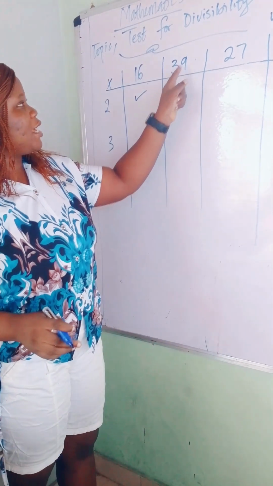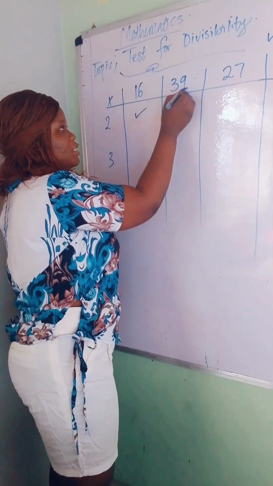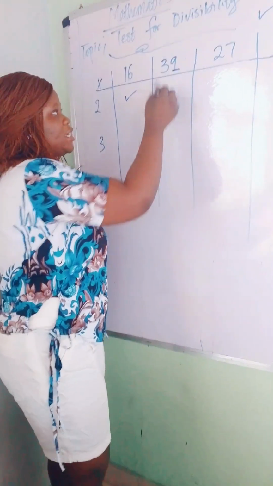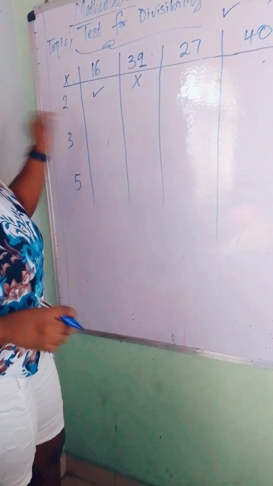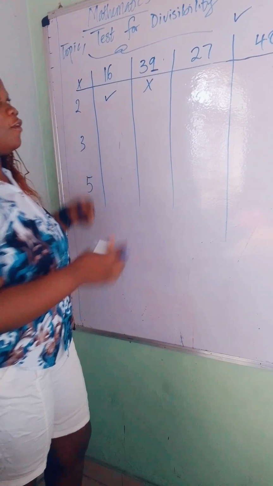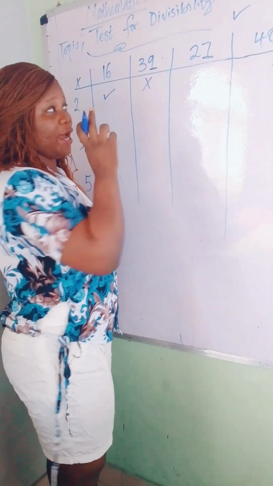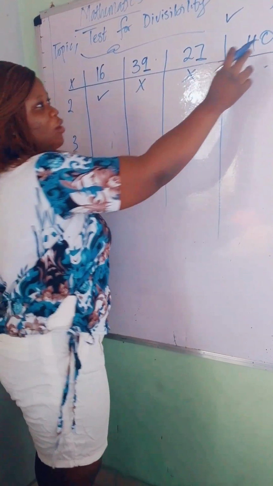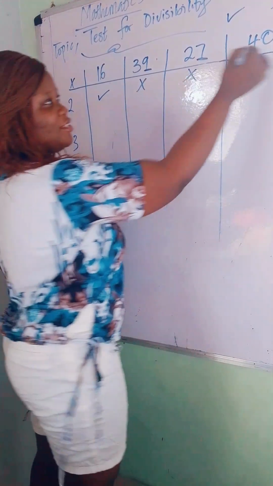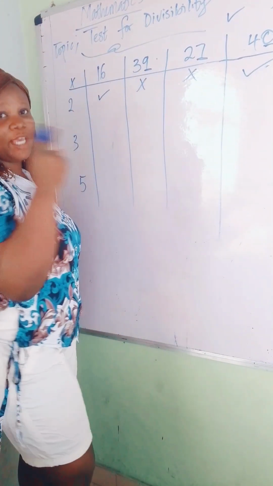Now let's go. Can 39 be divisible by 2? What's the condition? What does 39 end with? 9. And 9 is not part of those numbers, so it cannot be divisible by 2. Can 27 be divisible by 2? Of course no, because 27 ends with 7, so it can't be divisible by 2. We cross it out. Now number 40, can it be divisible by 2? Okay, 0 is part of those rules. So yes, 40 can be divisible by 2.